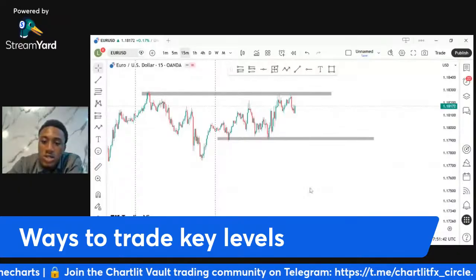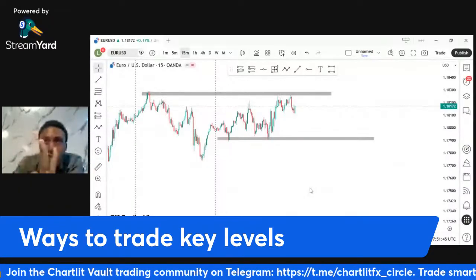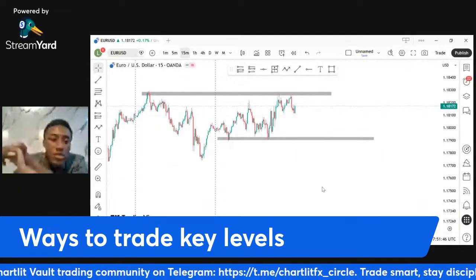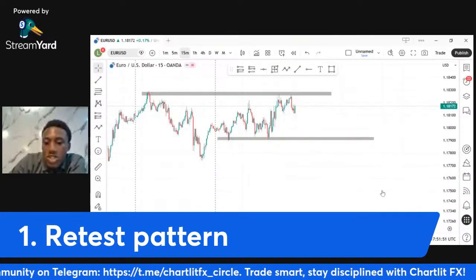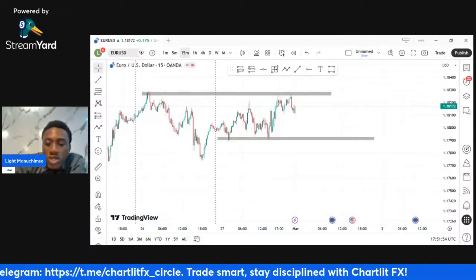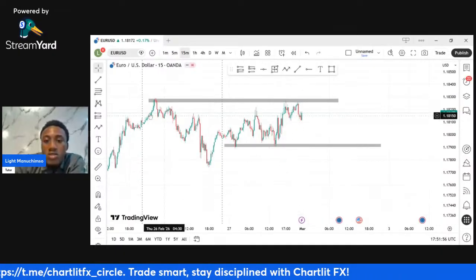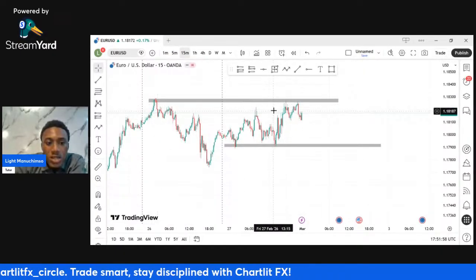Now we have just two ways to trade key levels. The first way is the retest pattern, like I've been explaining. Let's go to the chart. Number one is the retest pattern. You can see right here, price gets here, drops, and now it goes here again.